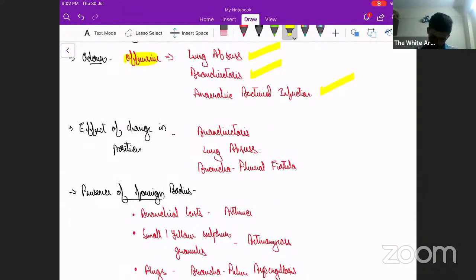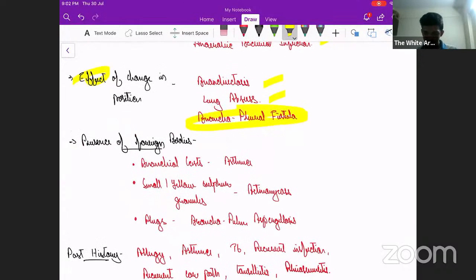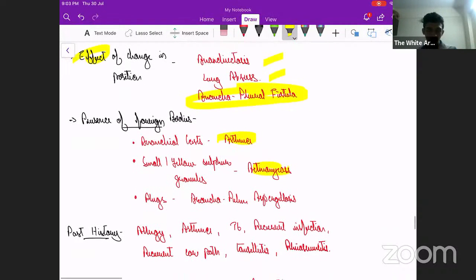Okay, then effect of change in position, already mentioned, bronchiectasis and lung abscess, whenever there is change in position, the secretions will come out and cause cough. And rarely bronchopleural fistula. If there is presence of any foreign bodies, then if it is casts, you will usually think of asthma. If it is any granules, small yellow, sulfur-colored granules, these are sulfur granules, which you see in case of actinomycosis. And if you find mucus plugs, it can be because of allergic bronchopulmonary aspergillosis, bronchiectasis, all those things, okay?